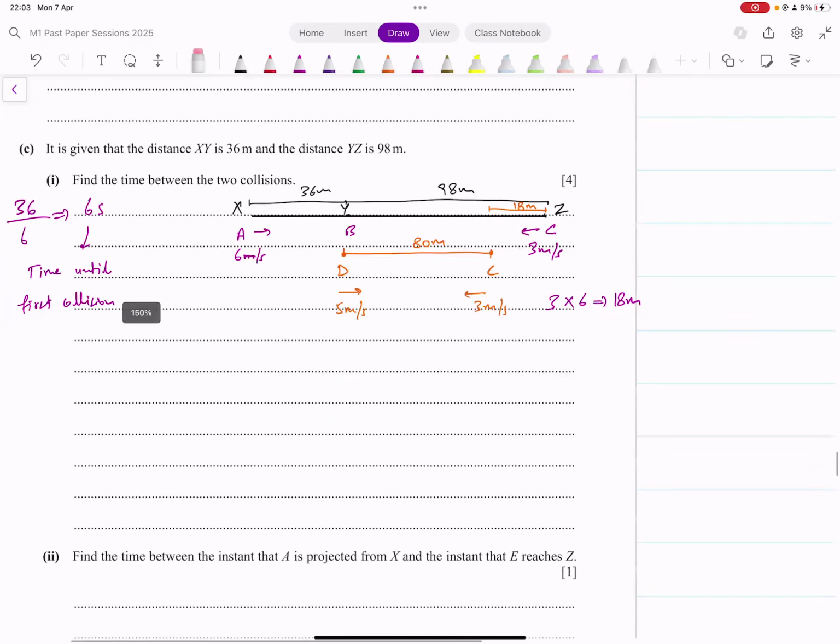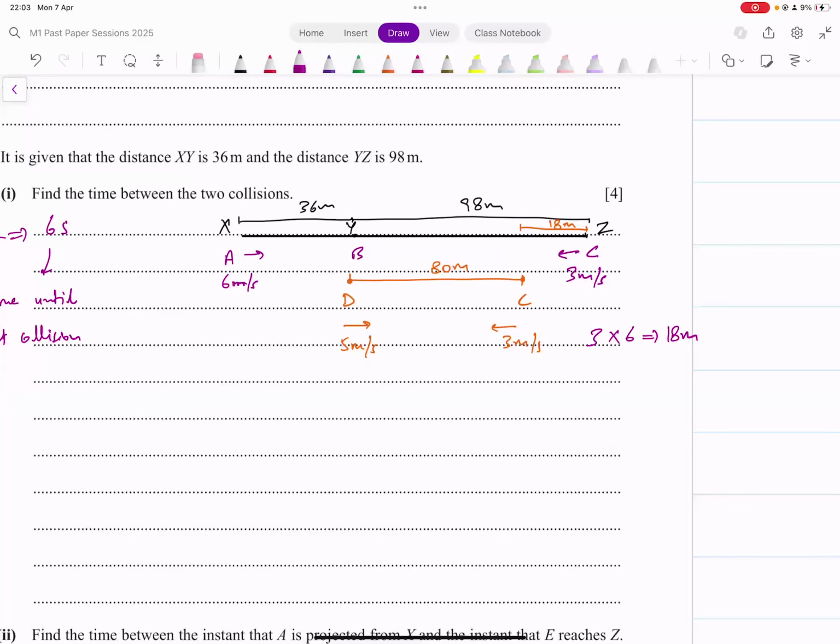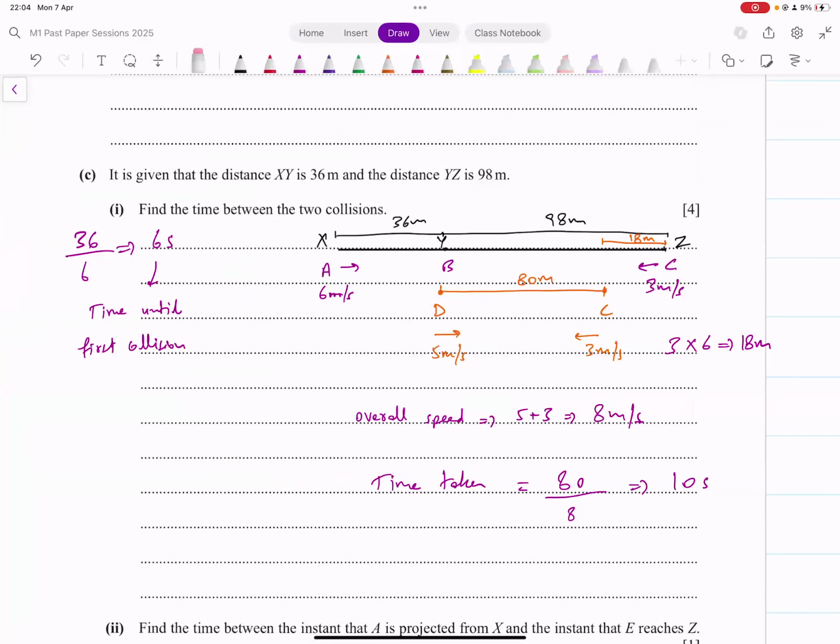So you can say their overall speed, or it's actually called relative speed, but that terminology is not important for you. The overall speed, because this is 5, this is 3, they're getting closer to each other at a speed of 8 meters per second. What's the distance that has to be covered? 80 meters. What's the time taken then? Time taken would be 80 over 8, and that is 10 seconds. That's the time taken from the first collision to the second collision. That's what you get. Does this make sense?